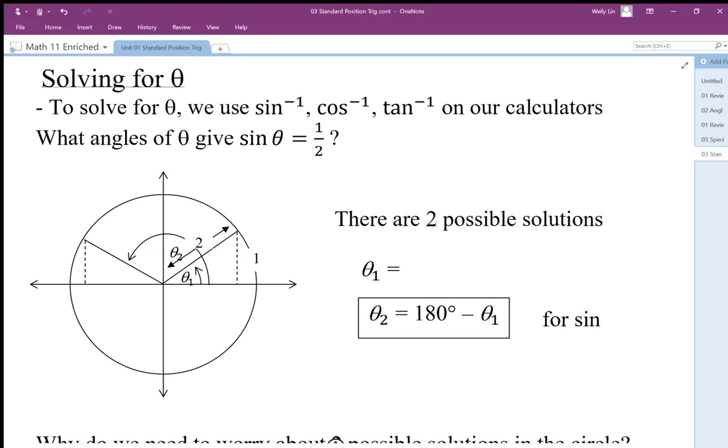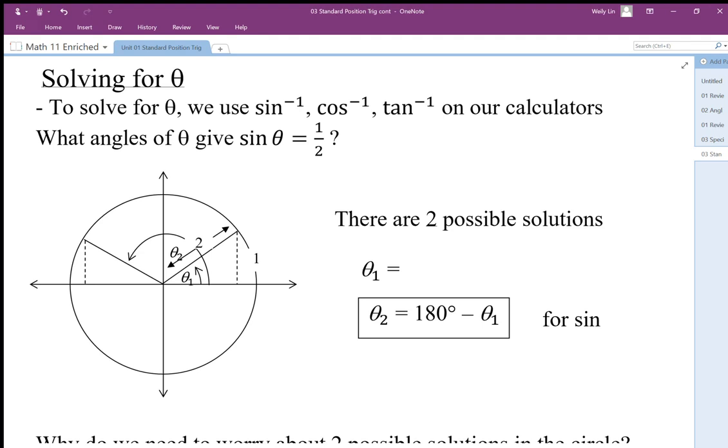Okay, so solving for theta is when we go from angle to ratio. Okay, so we have, from ratio to angle, and we use the inverse sine, inverse cos, inverse tan. Okay, or the inverse function. We need to undo the ratio calculation.